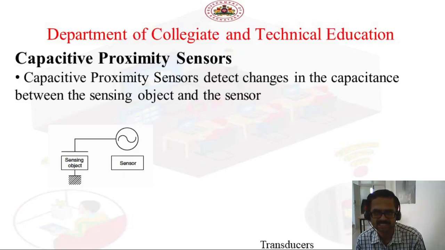So it is usually connected in an oscillator circuit. If the capacitance changes, the frequency of oscillation also changes. So depending on how much that frequency changes, you use that to measure the distance. So you can measure the distance to the object.